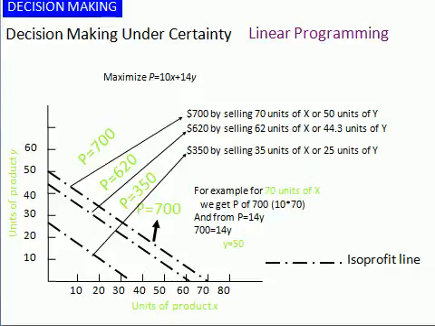So 35 into 10 would give me 350, and somewhere over here, maybe 25 or 24, 25 into 14, so that will give me 350.